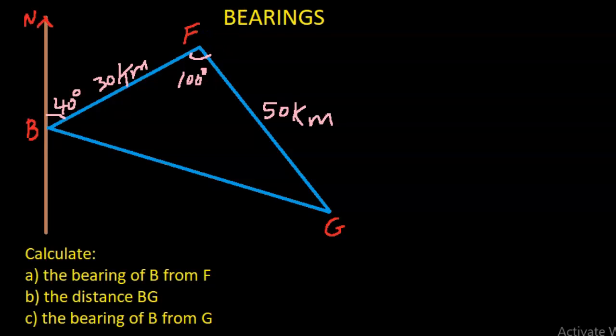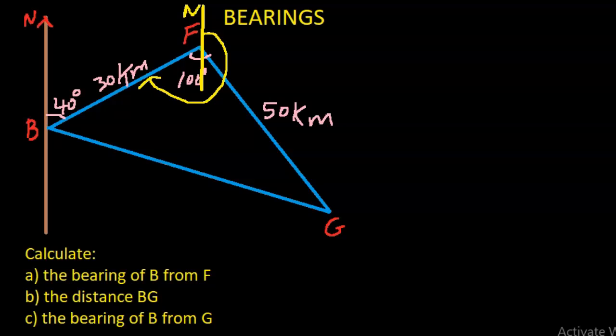So let me just draw a line through F, coming from F, right? Just draw a line through there. This would be north. Alright, so the bearing of B from F. Which angle are we being asked to find? That's this angle, right? Coming from F, going to B. That's the angle. But we know some angles.